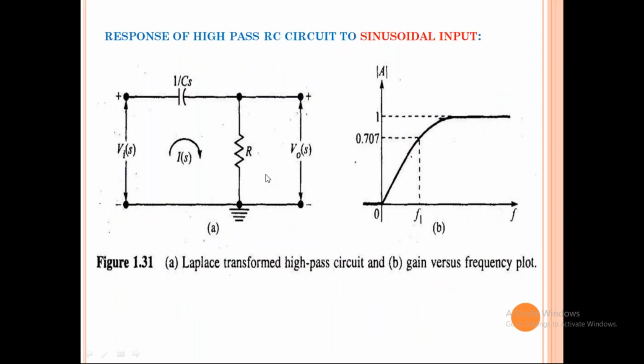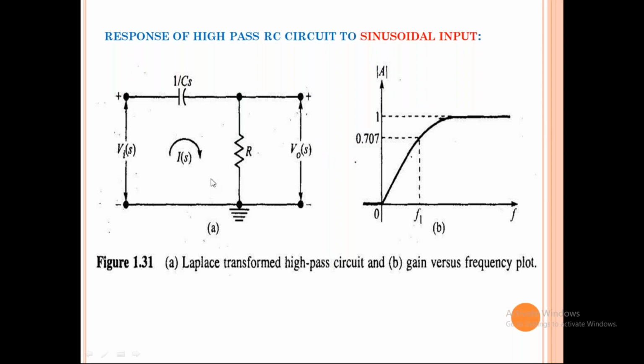Now you are applying a sinusoidal input. What is the sinusoidal input? Again it will be the Laplace transform version. I already told you about the sinusoidal input. What is the special case of the sinusoidal waveform? The input waveform and output waveform shape will be the same whenever you apply it to a linear circuit. So that's why we have not mentioned the input and output waveforms. Here the requirement is the frequency response graph. The frequency response graph and the Laplace transform version of the high pass RC circuit are shown in the figure.